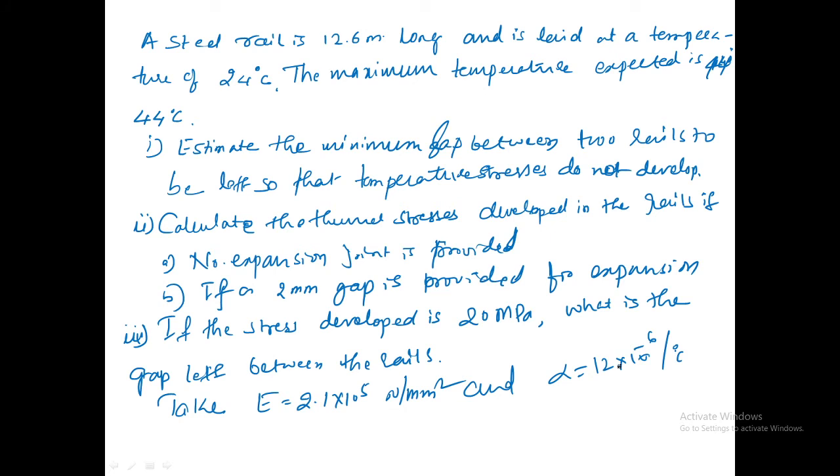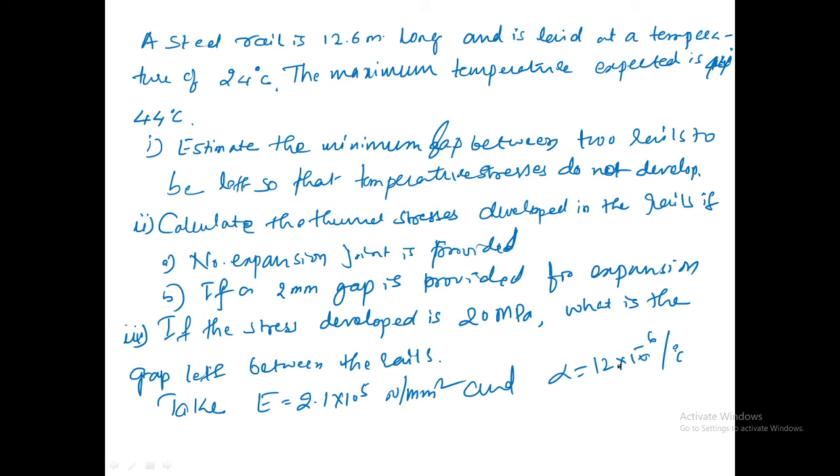So it has 4 criteria here. So we estimate the minimum gap between 2 rails to be left so that temperature stresses do not develop. That means you need to leave the expansion of the joint so that it freely goes on. It should not get in touch with any restrictions and develop the temperature stress.